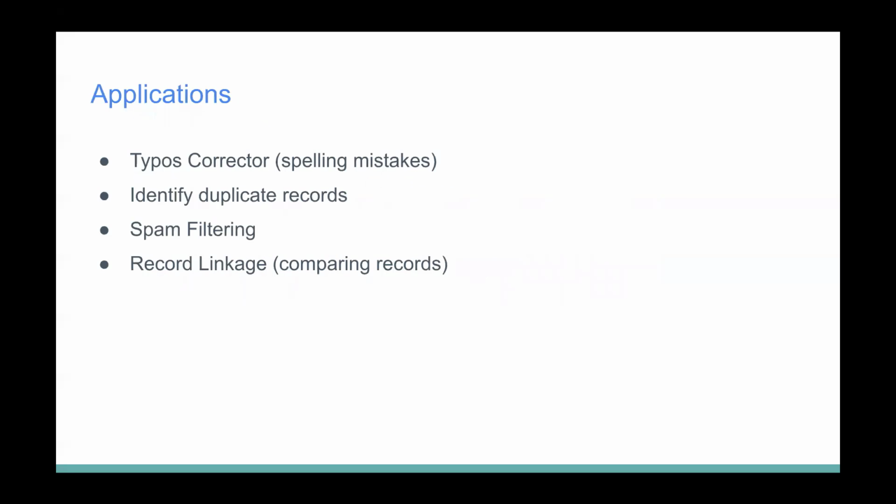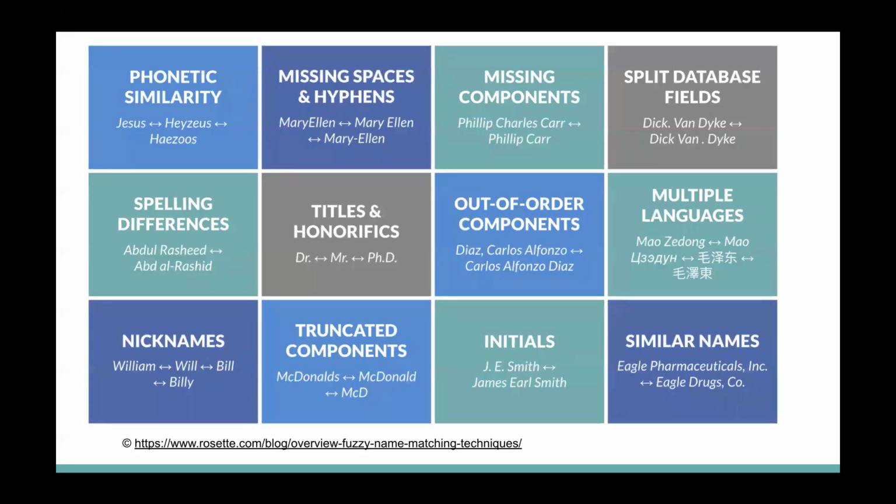Let's see some of the applications of fuzzy matching. Typos corrector, that is checking spelling mistakes. Identify duplicate records. Spam filtering. Record linkage or comparing records. These are few of the techniques in fuzzy matching, which is used in industry.